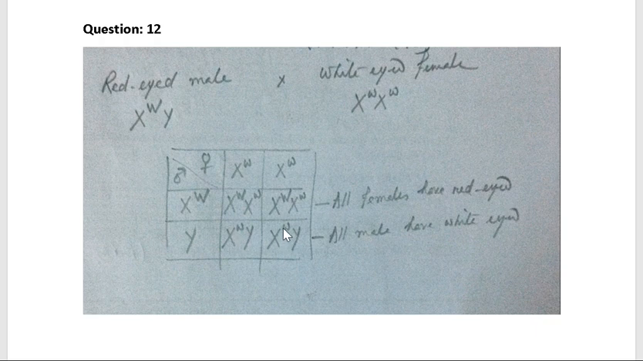But in this case, no capital W is present, only small w is reflecting and this one is only expressive. So here all males have white eyes. This is the answer to this question.